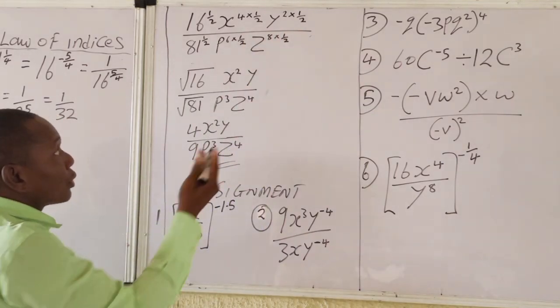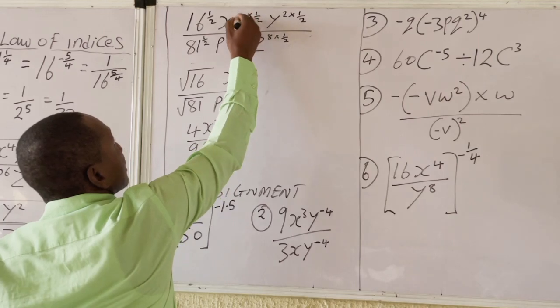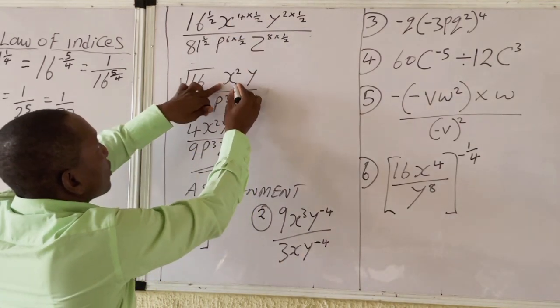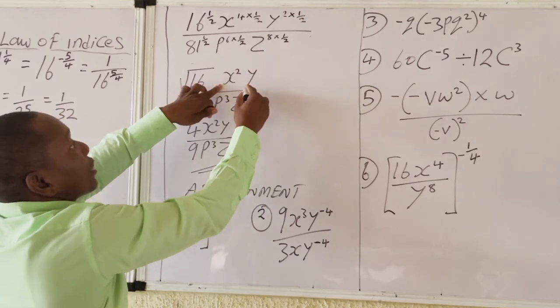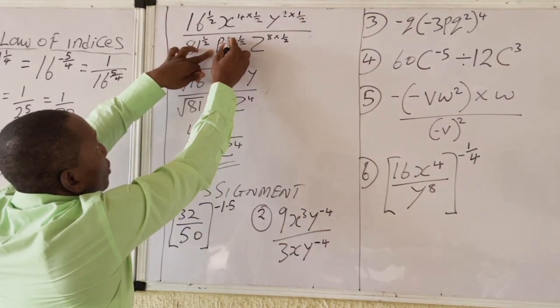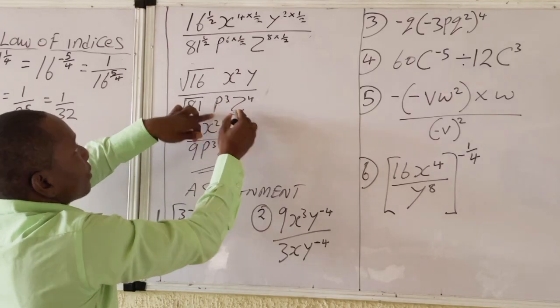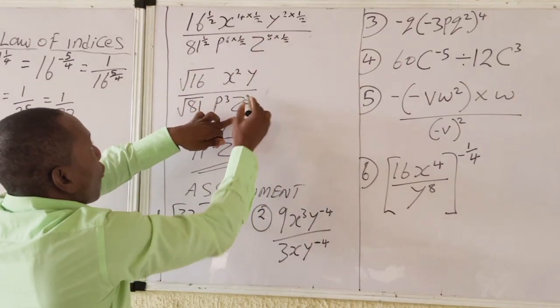Now, after doing that, what do you need to do? Just cancel out. 2 will cancel out this. We now have x raised to the power 2. These 2 will cancel this. So we now have y raised to the power 1, which is the same thing as y. For this p raised to the power 6, 2 will cancel out this, and we now have p raised to the power 3. 2 will cancel 8, and we now have z raised to the power 4.